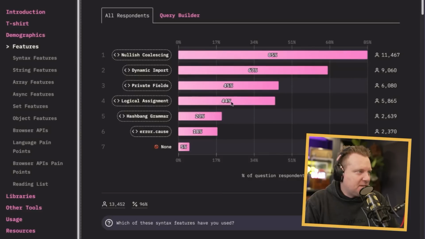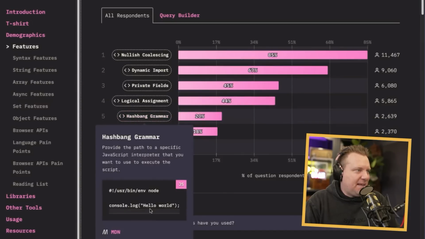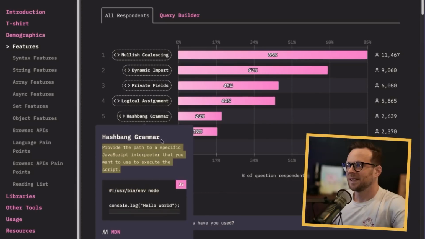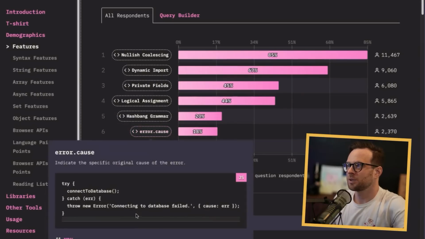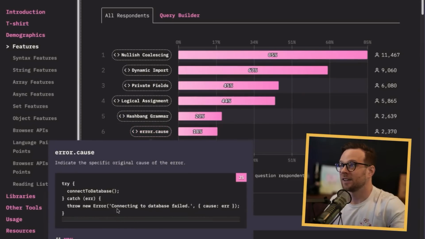Hashbang grammar, 20% of people using it. This is the ability to provide a path to a specific JavaScript interpreter. So if you were to run a JavaScript file from the command line, instead of saying node run.ts, you can just put the environment up at the top. I don't know. Every now and then I've used that, but that's more for C and bash scripts.